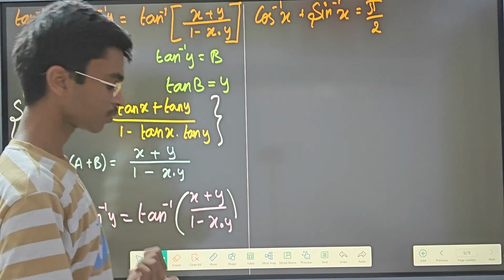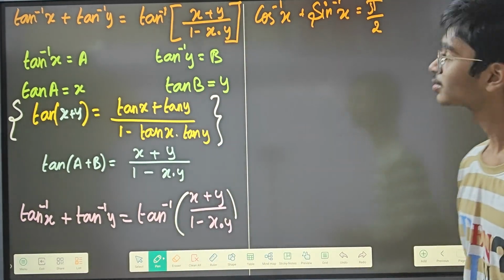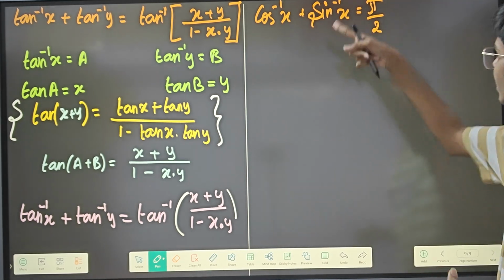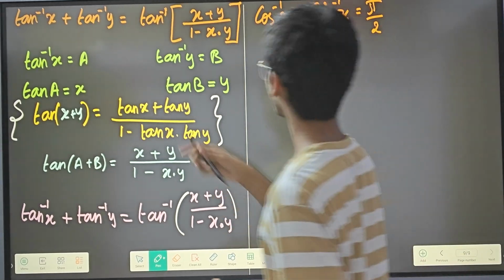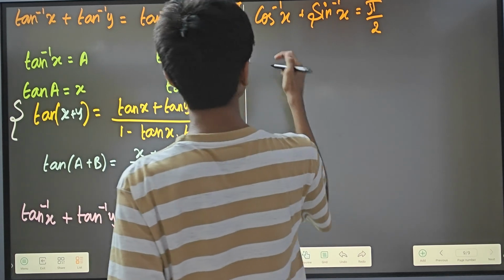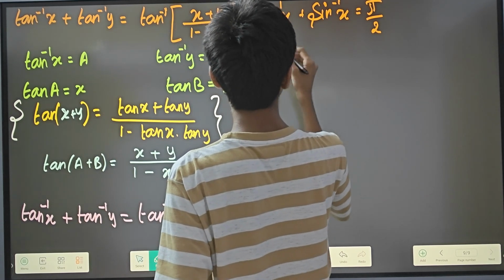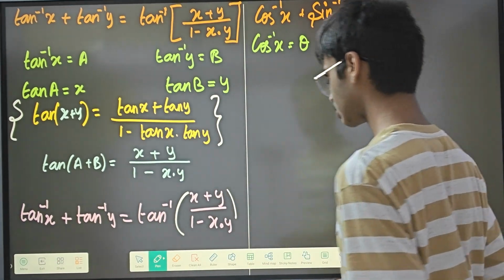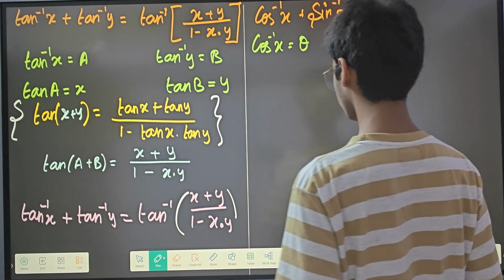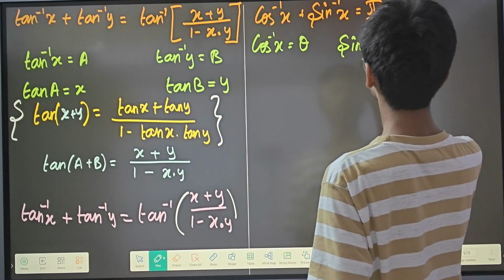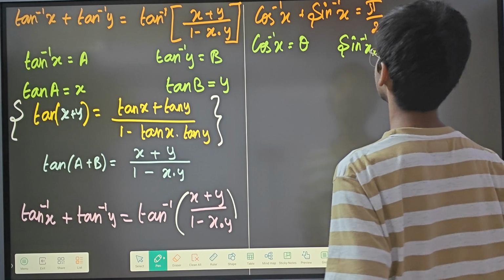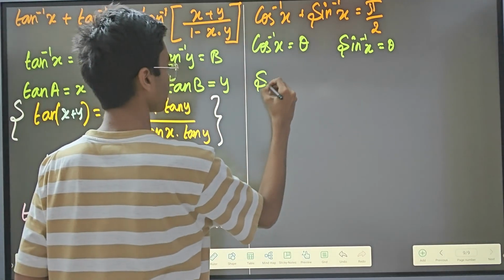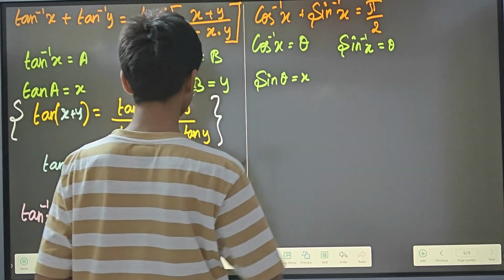Okay, very simple. What you are going to do? Think a little bit. Here cos inverse of x is there, here sine inverse of x is there. As usual, what we have to do? We have to assume that cos inverse of x is equal to theta, let us assume. And also we will assume that sine inverse of x is also equal to theta. Okay, so these two are equal to theta, right? So then sine theta is equal to x.